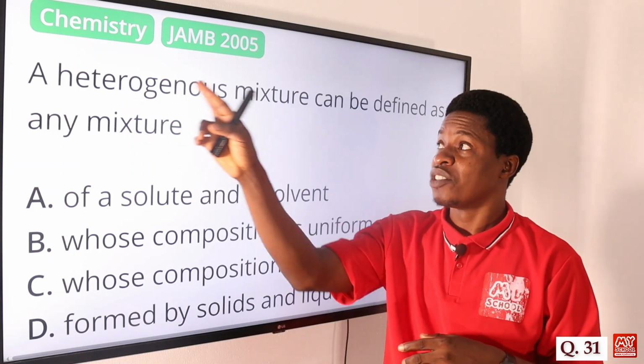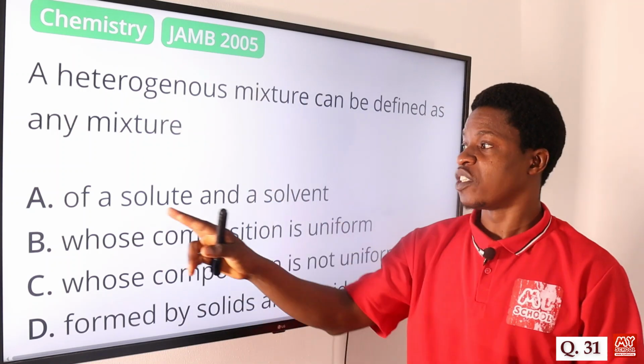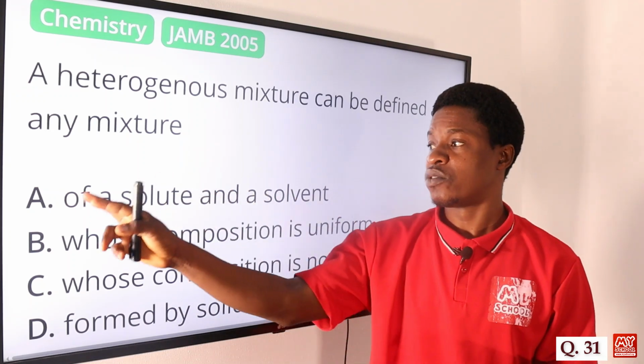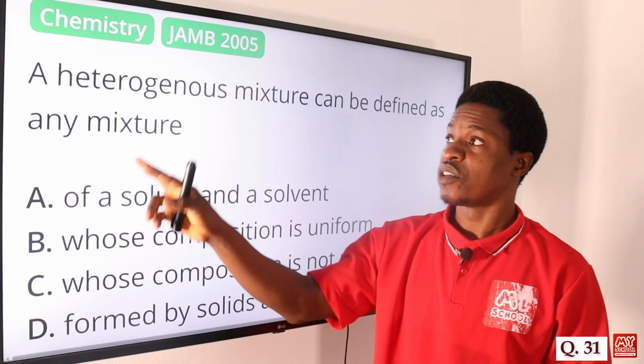But in terms of a heterogeneous mixture, the constituents will not be uniform. Option A says any mixture of a solute and a solvent. Of course, this is going to give us a solution, but that does not depict heterogeneous.